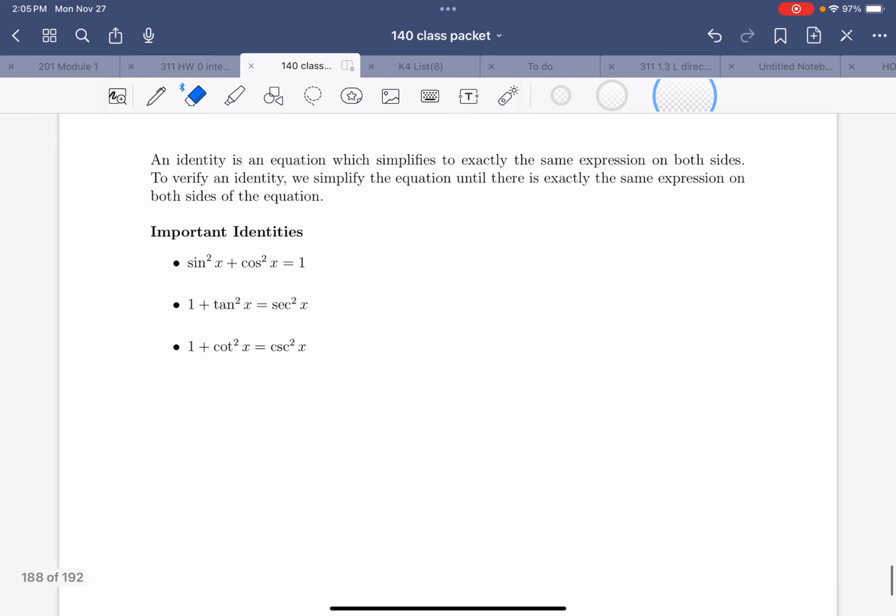Okay, so an identity is an equation which simplifies to exactly the same expression on both sides, right? So 1 equals 1, x equals x, x plus 2 equals x plus 2. As long as you have exactly the same thing on both sides, that's an identity.